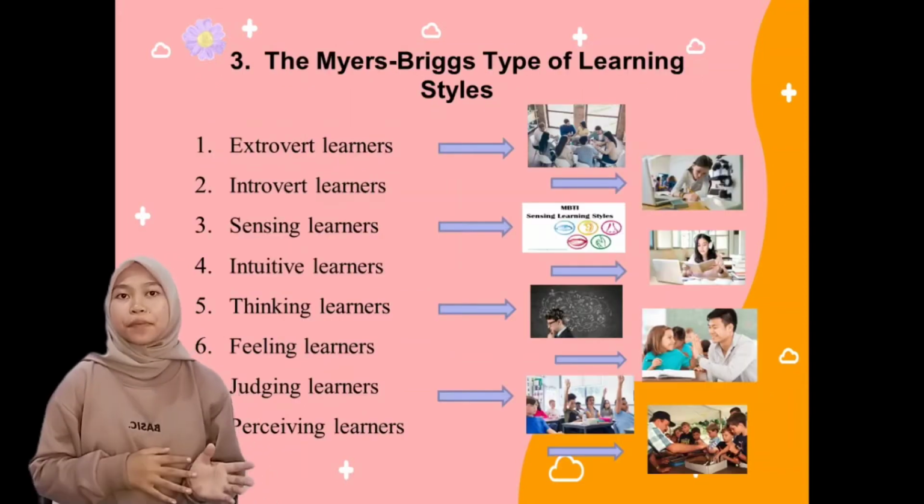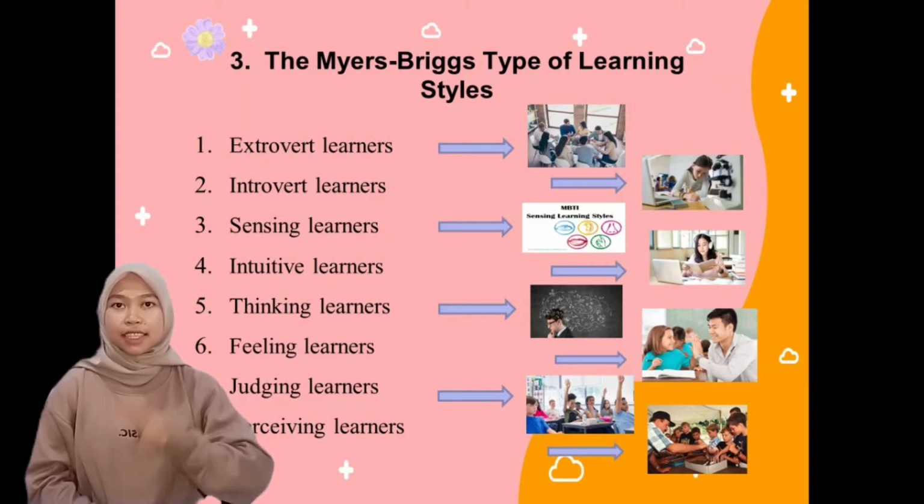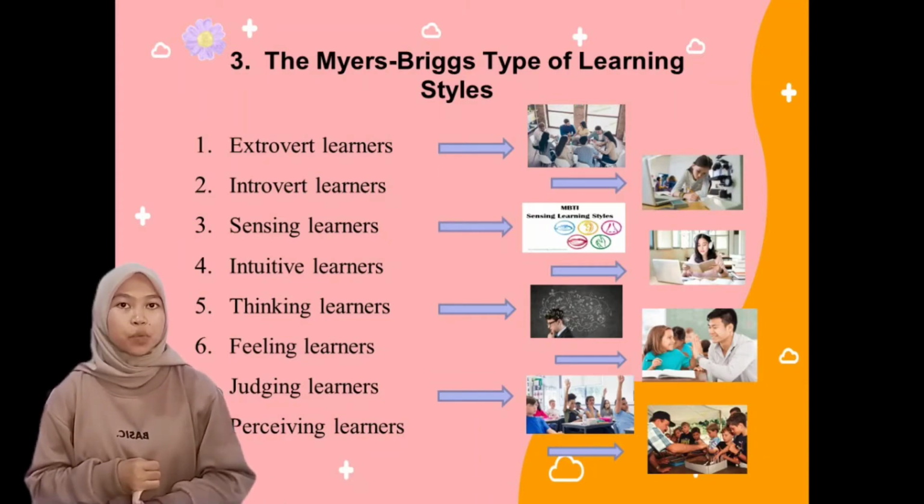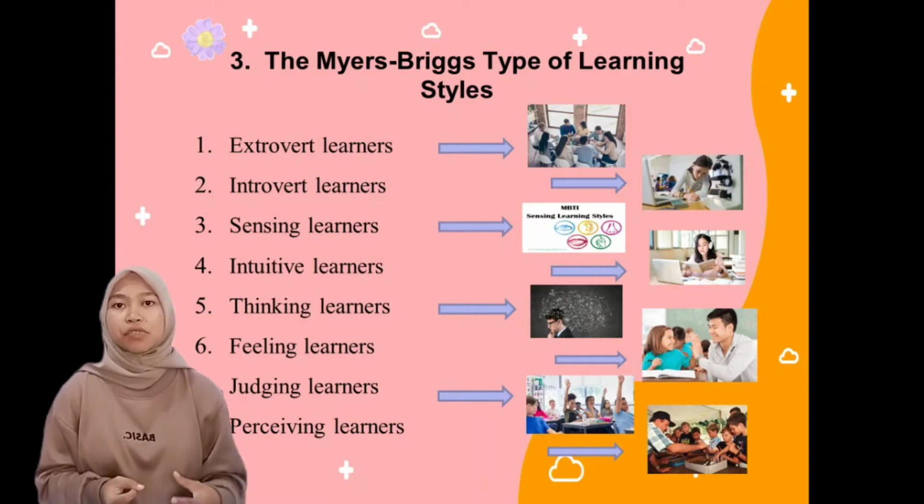The next expert, number 2, the Myers-Briggs types of learning style. There are 8 types of learning styles from the expert. The first is extrovert learners, who work in groups, try something first and think about it later. The strength of extrovert learners is they can work with friends. And number 2 is introvert learners, who like to study alone, think about something first and try it later.